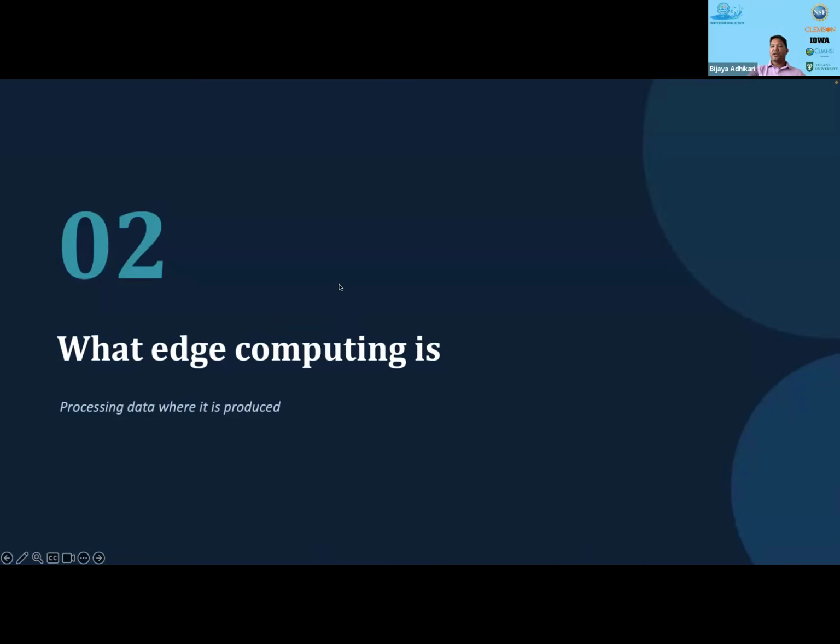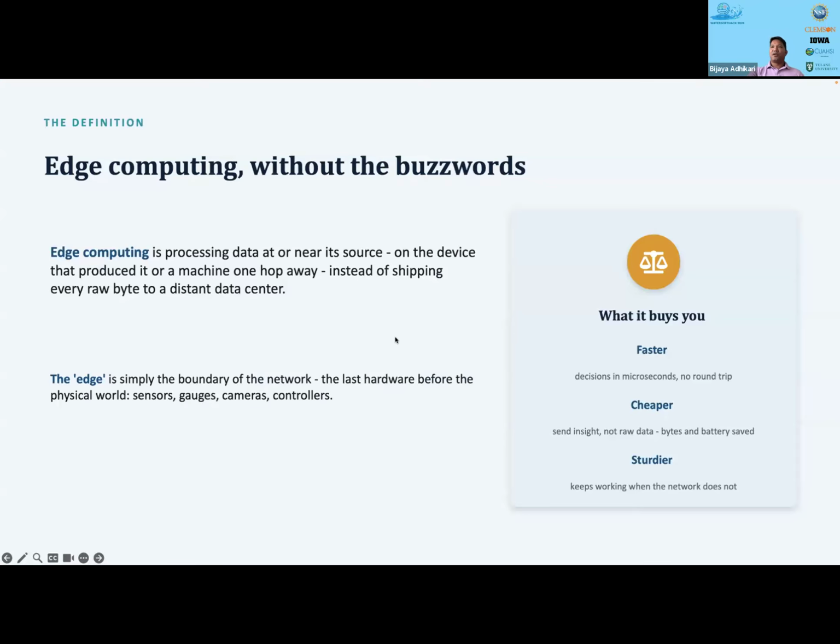Okay, what is edge computing? The simple answer is processing where the data is born. Let's define it: edge computing is processing data at or near its source, on the device that produced it, or a machine that's immediately next to it, instead of shipping every raw byte to a distant data center.